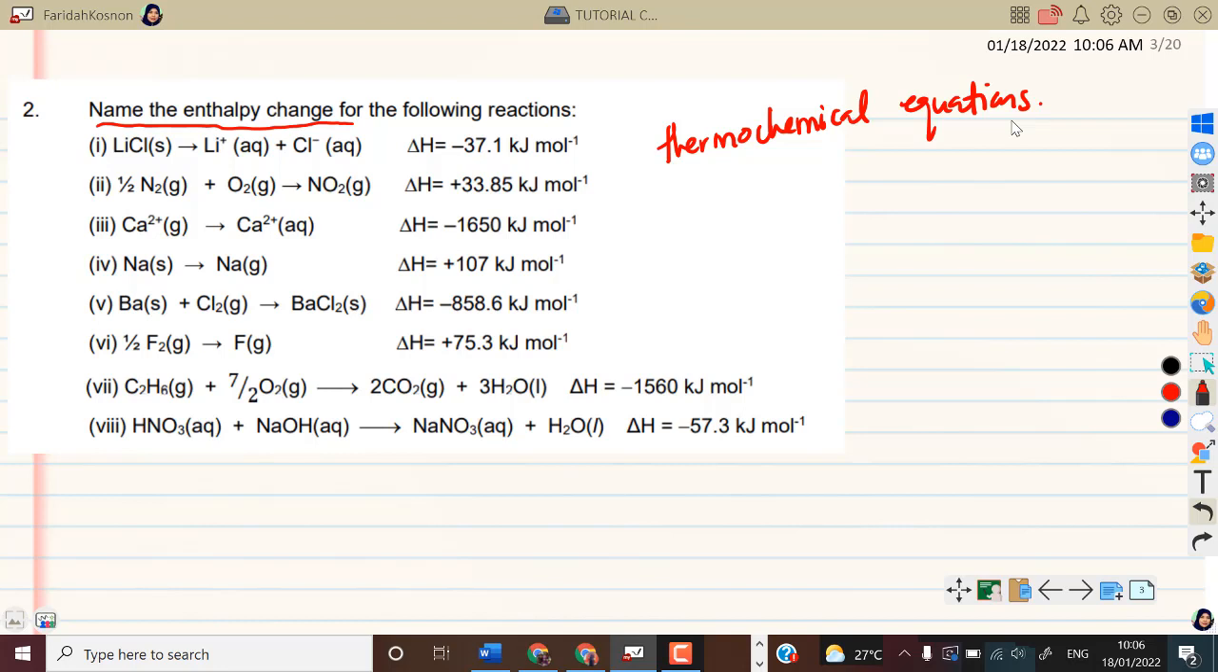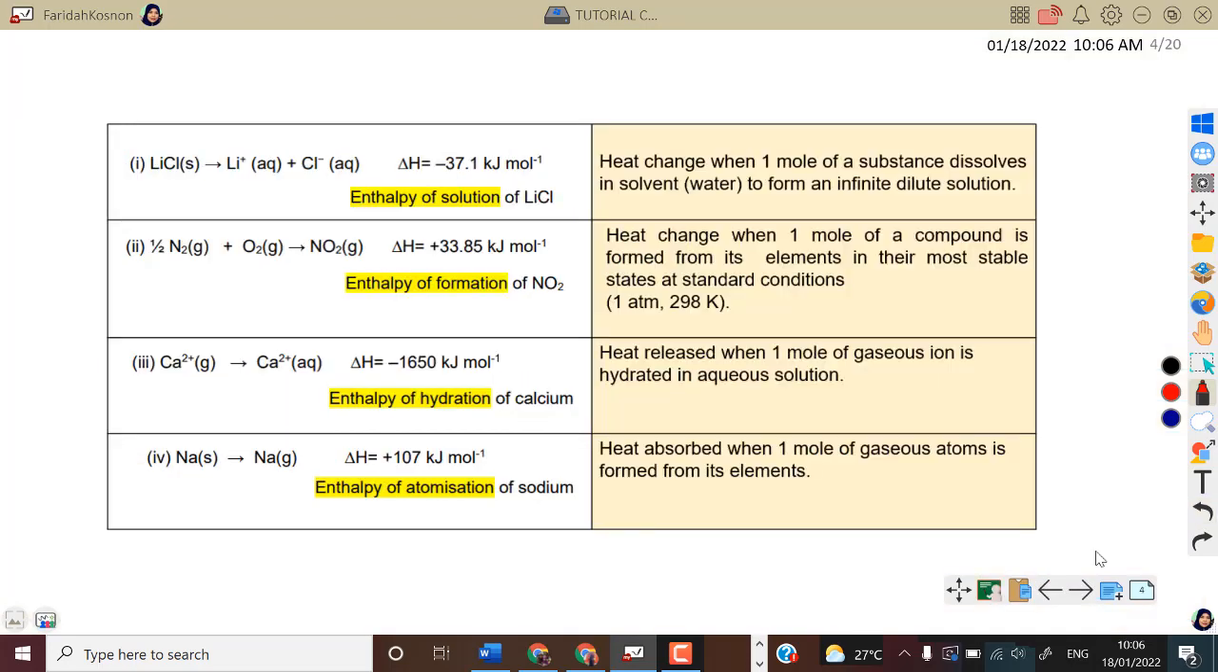Jadi untuk menjawab soalan ini di peringkat awal ni, you kena fahamkan betul-betul lah, you kena baca equation tu dan tengok apa dia. Okay, so kita lihat dulu yang pertama. So untuk memudahkan ni, saya buat dalam bentuk ni lah supaya pelajar senang nak tengok. Jawapan ni yang warna kuning tu.